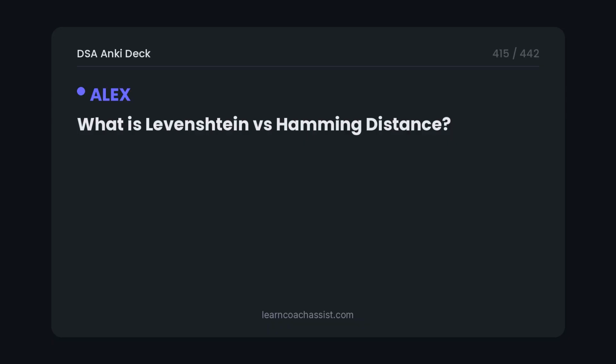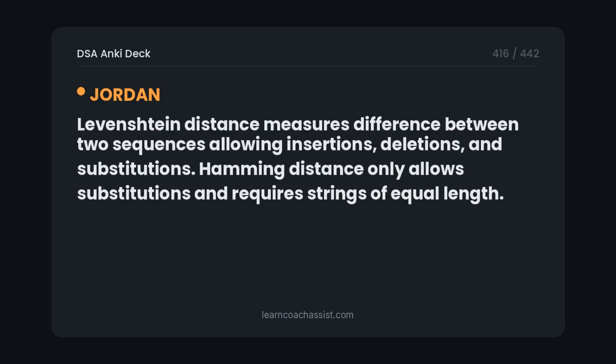What is Levenshtein versus Hamming distance? Levenshtein distance measures difference between two sequences allowing insertions, deletions, and substitutions. Hamming distance only allows substitutions and requires strings of equal length.